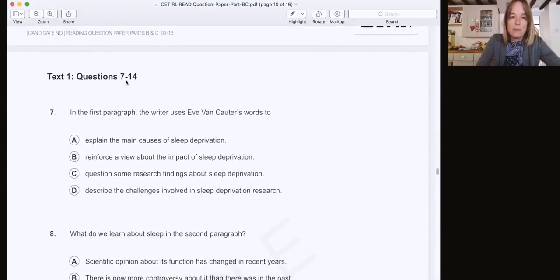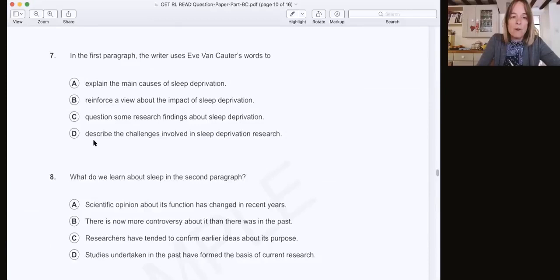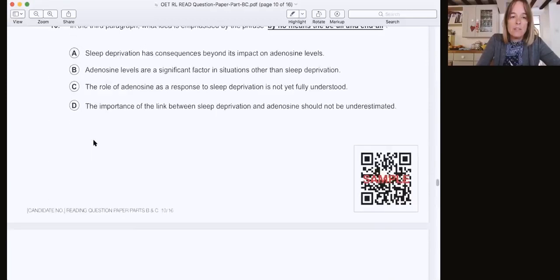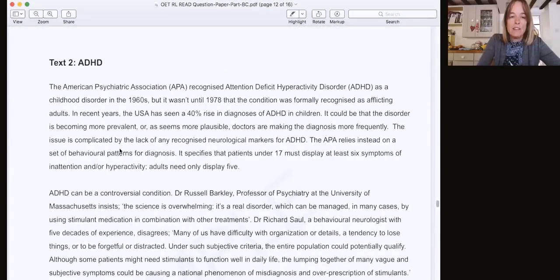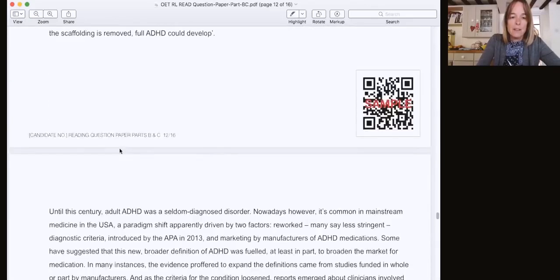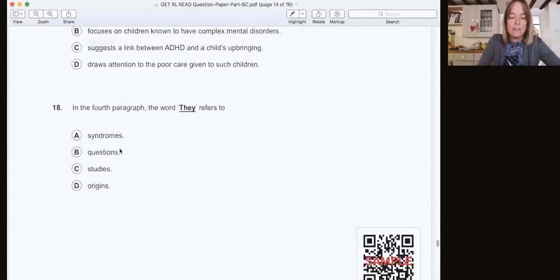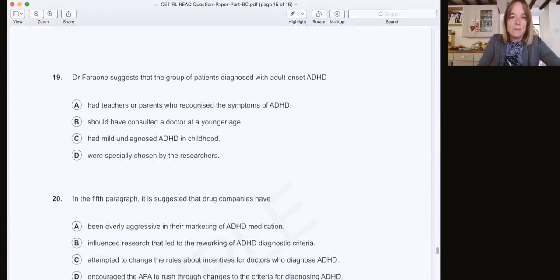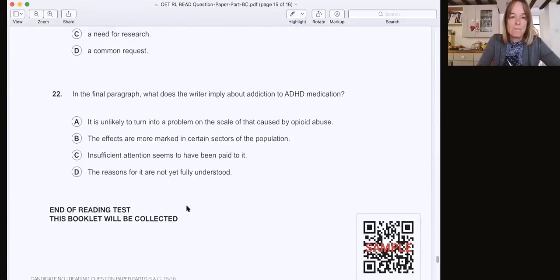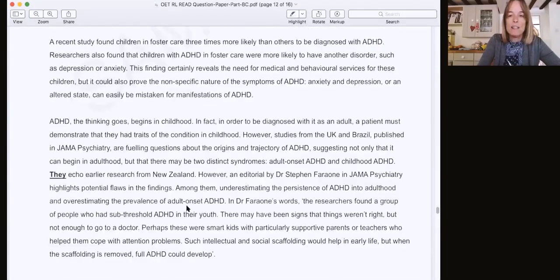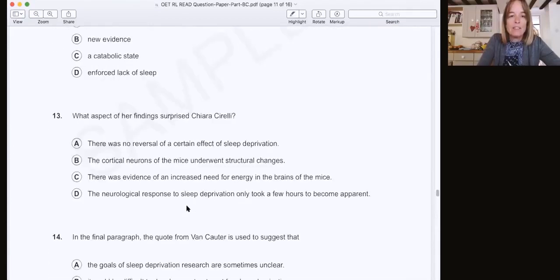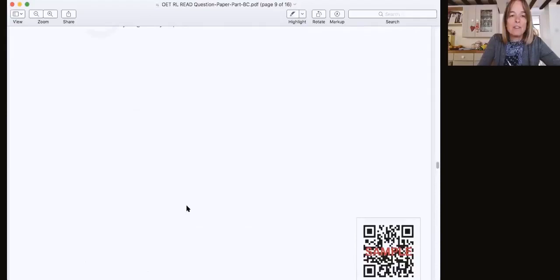It starts from number 7 because obviously we did part B before that. You have 4 options in each case, A, B, C, or D. And then you have another text. Here it's ADHD, so again, relevant to healthcare professionals. After that, you have some questions. So it's all multiple choice in part C, but 2 fairly long texts. Right, so let's go back to the one about sleep deprivation.